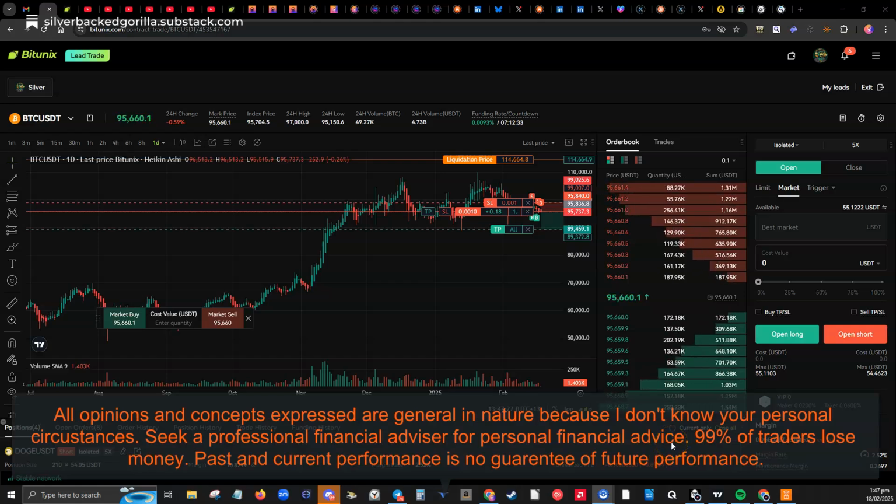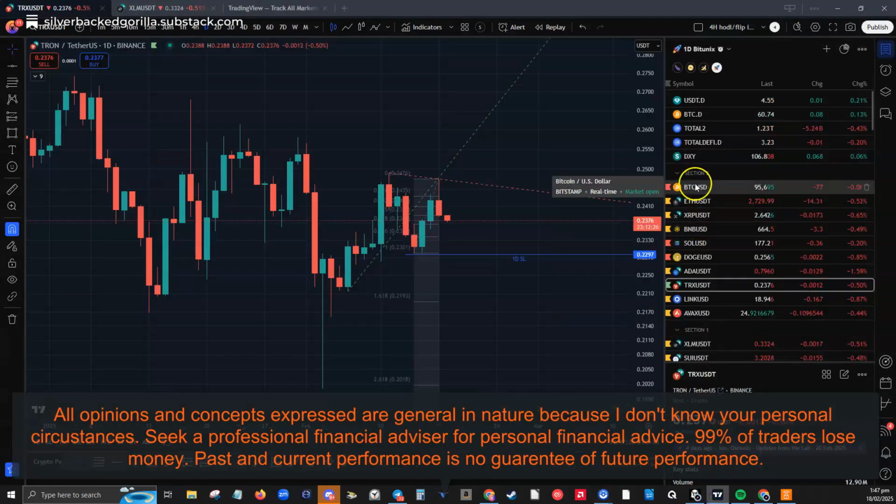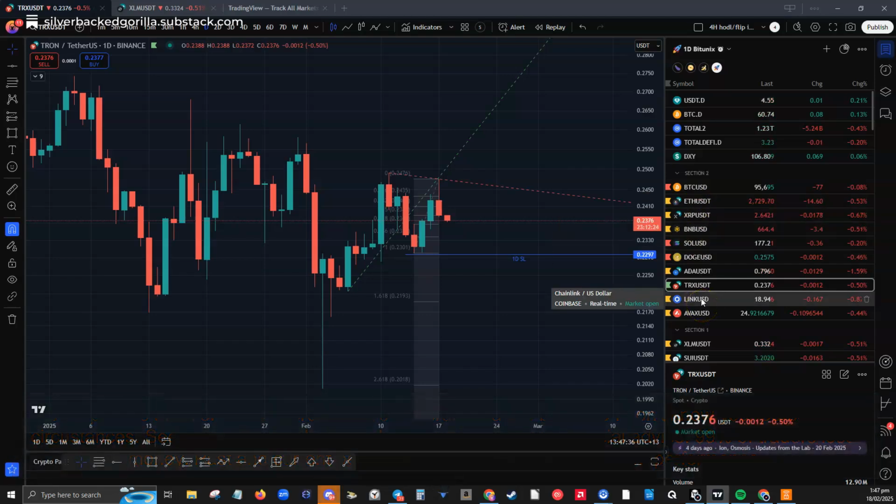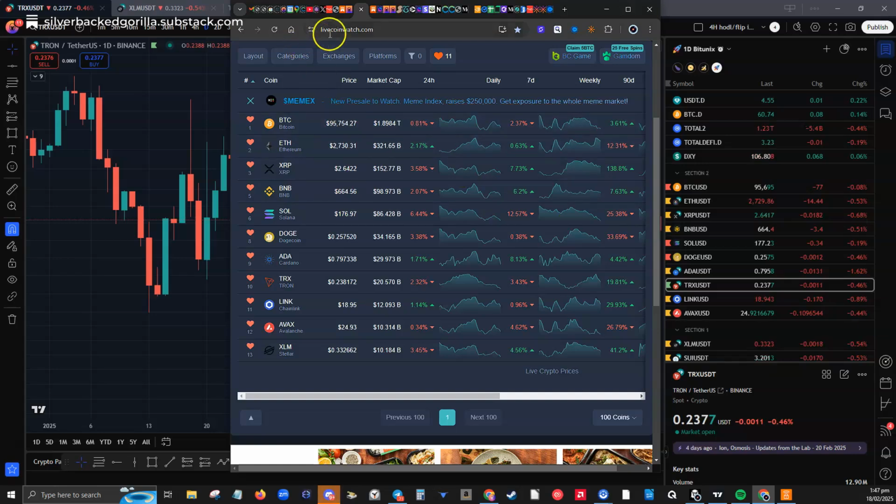I'm Silverbacked, and today I'm going through the top 10 for the daily charts. As you know, I am running an index of the top 10 cryptos based upon on-chain data, which is based on livecoinwatch.com. Actually, this is the top 11, but XLM just dropped out.